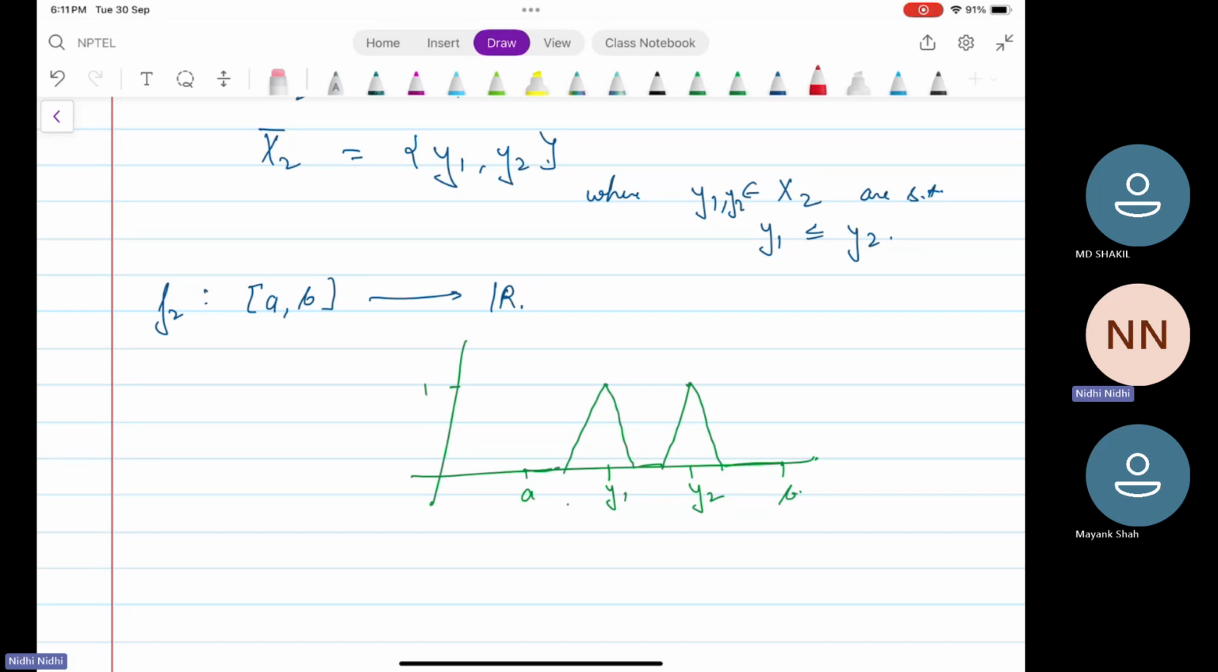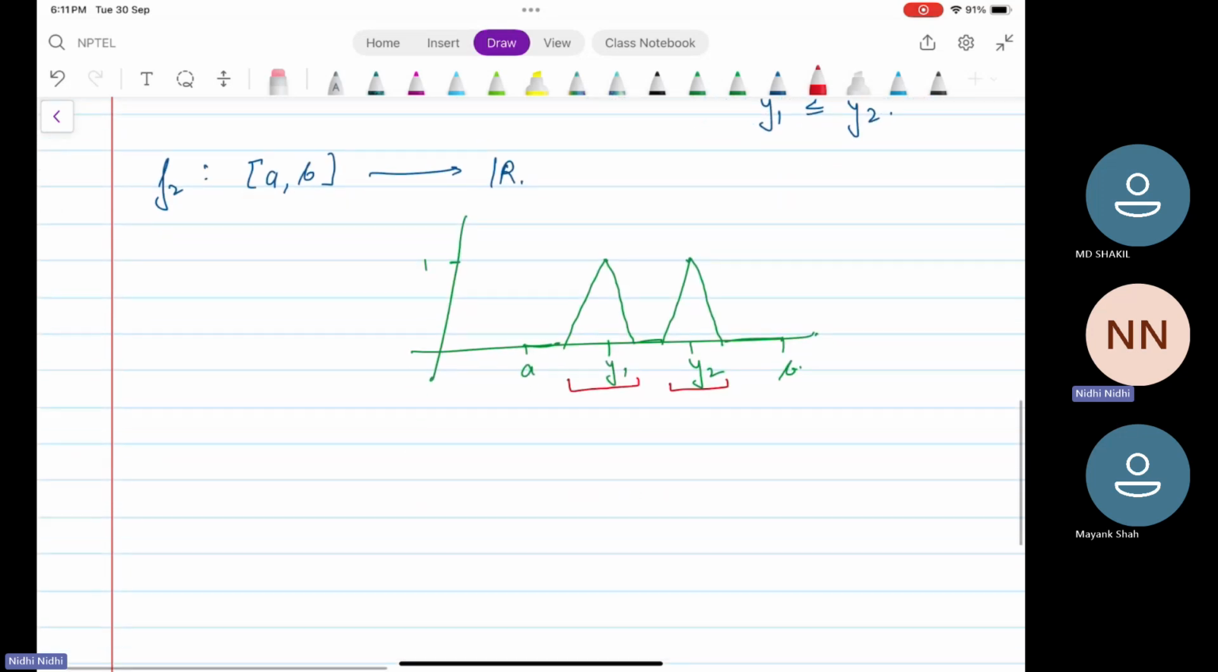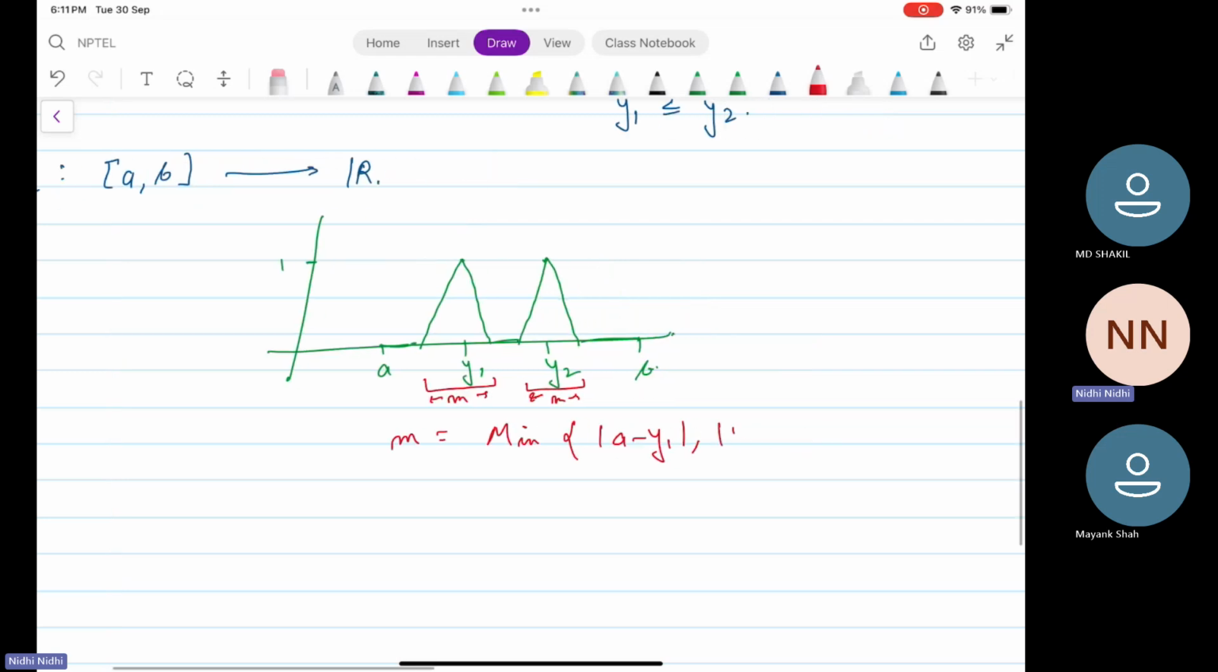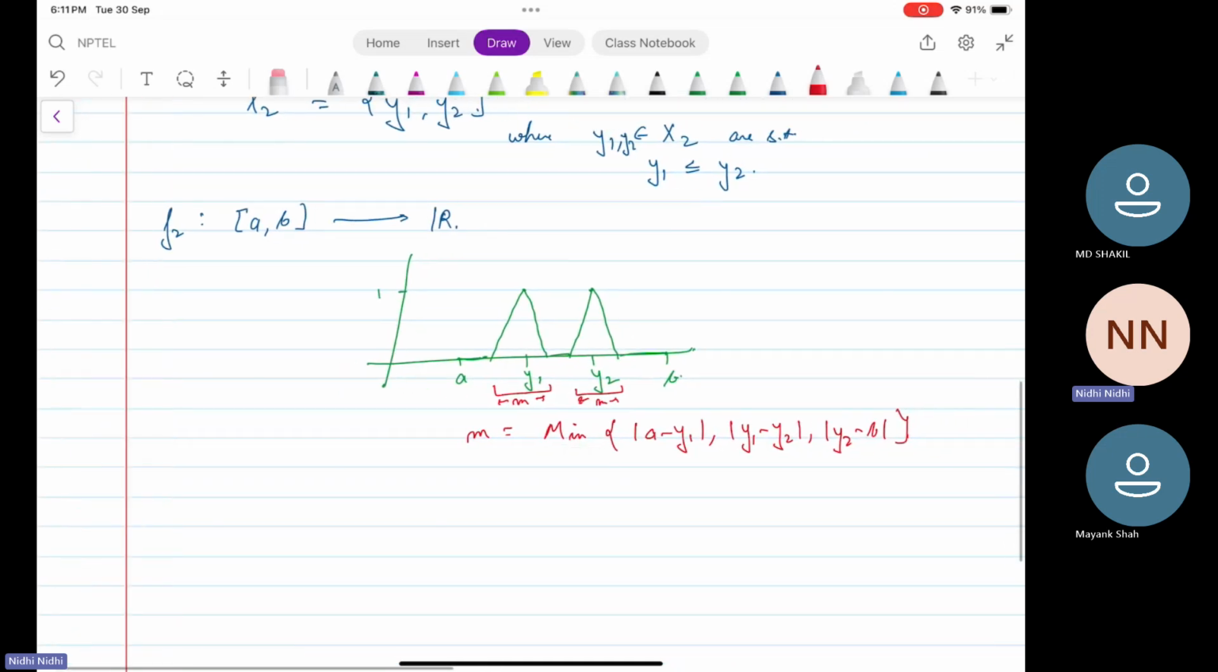this length m is such that m is equal to the minimum of |a minus y1|, |y1 minus y2|, |y2 minus b|, so that the function is well defined. Now I hope you must have got the point how we will be constructing further functions.